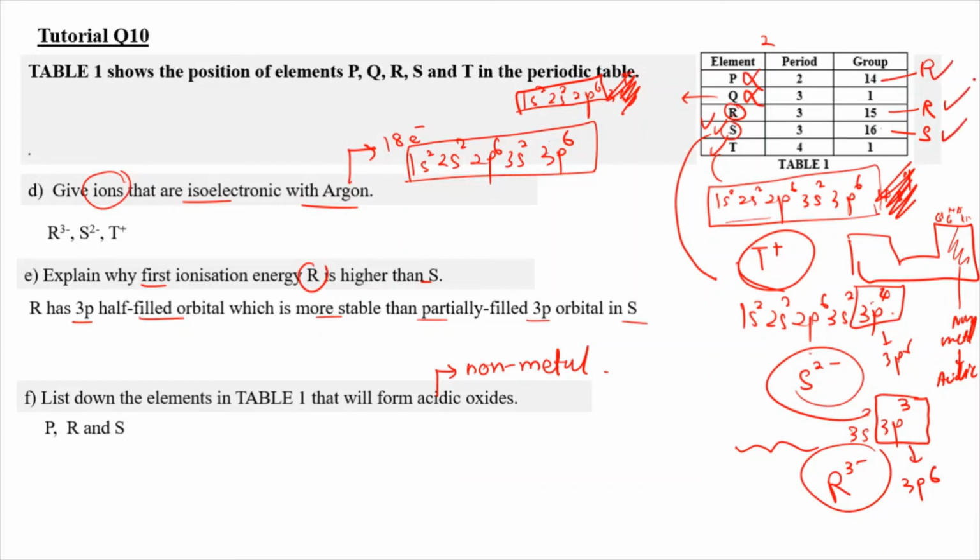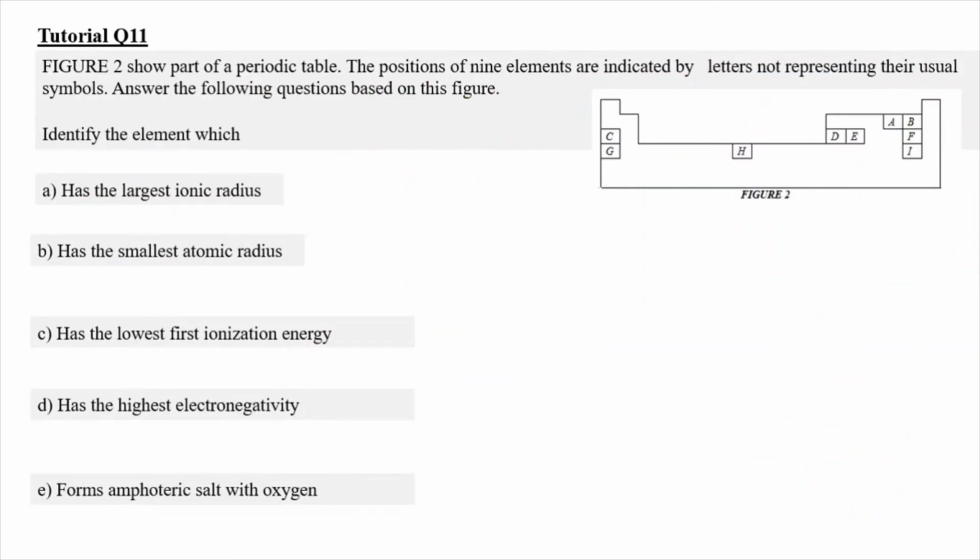Alright. Now we're going to look into the last question, which is tutorial question 11. Figure 2 shows a part of the periodic table. The positions of 9 elements are indicated by letters not representing their usual symbols. We need to answer the following questions based on the figure given. First, we need to identify the element which has the largest ionic radius. Okay, so again, look into the term here, ionic.